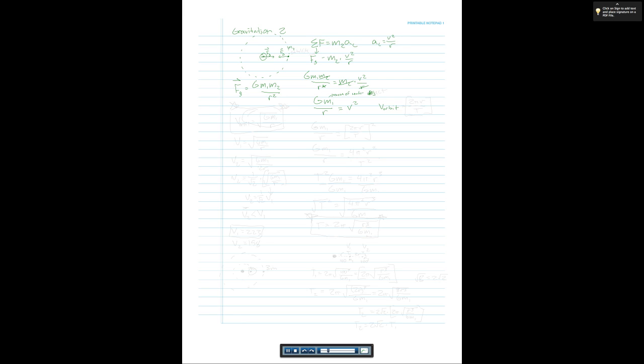Center object. There it is. And then R is, of course, the distance between our centers. And so if we wanted to, we could square root both sides and solve for velocity.